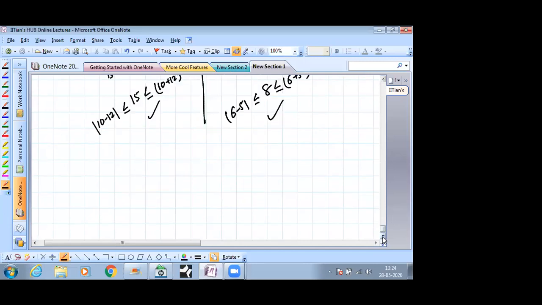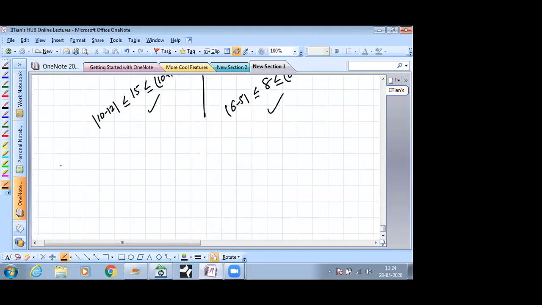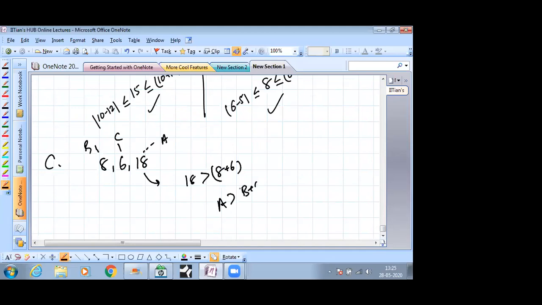Now, let us see, for example, the option C. The option C is saying 8, 6, 18. Now you can see that 18 is actually greater than 8 plus 6. So if you were to assume that this is the side A and these are the sides B and C, you can see A's magnitude is becoming greater than B plus C. So this is not possible. Okay. So that's why this is the wrong option. And similarly, you will see D is again a right option.